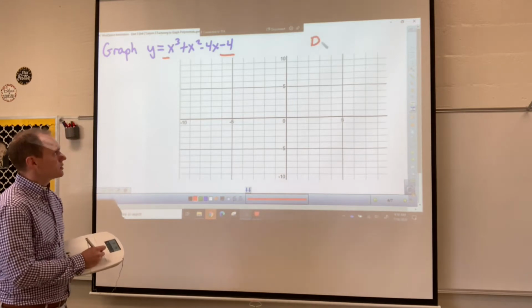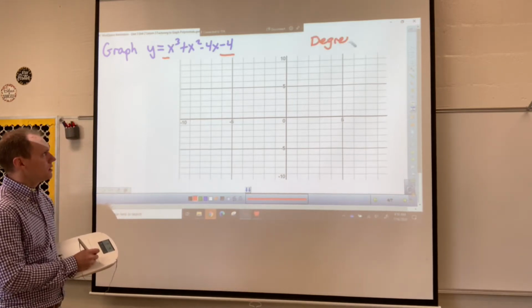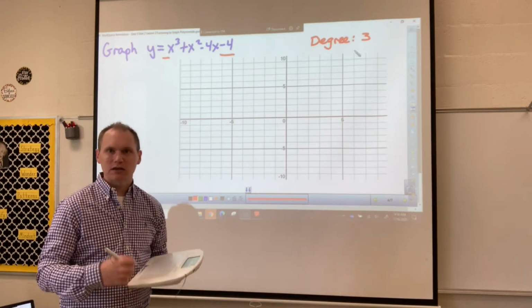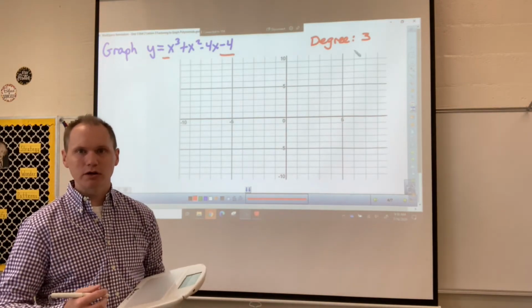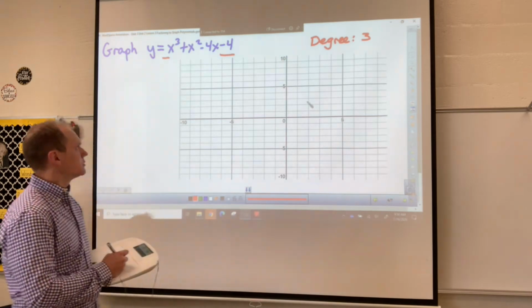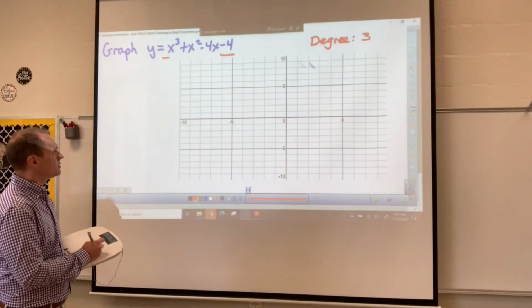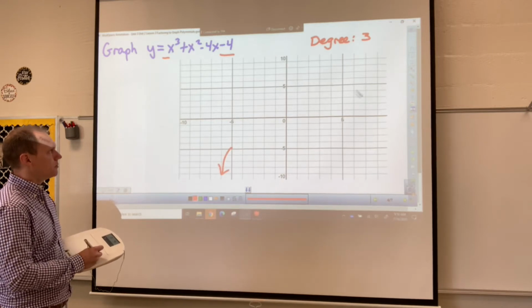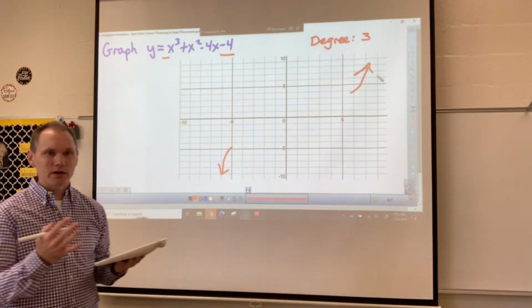So the degree is 3. Degree is 3, which the significance of that is it's odd. All the odd degrees act the same way in terms of end behavior. And because it's positive, we know it's going to be down to the left and up to the right, like positive y equals x.